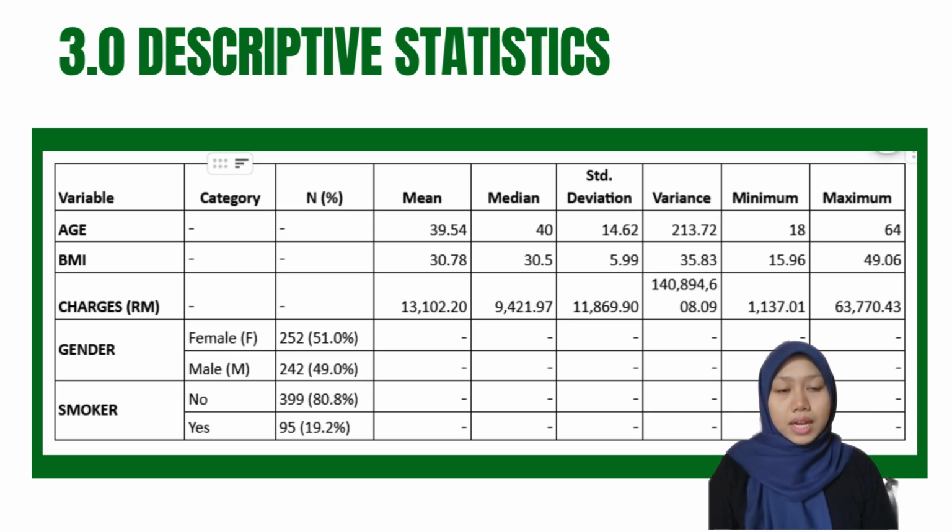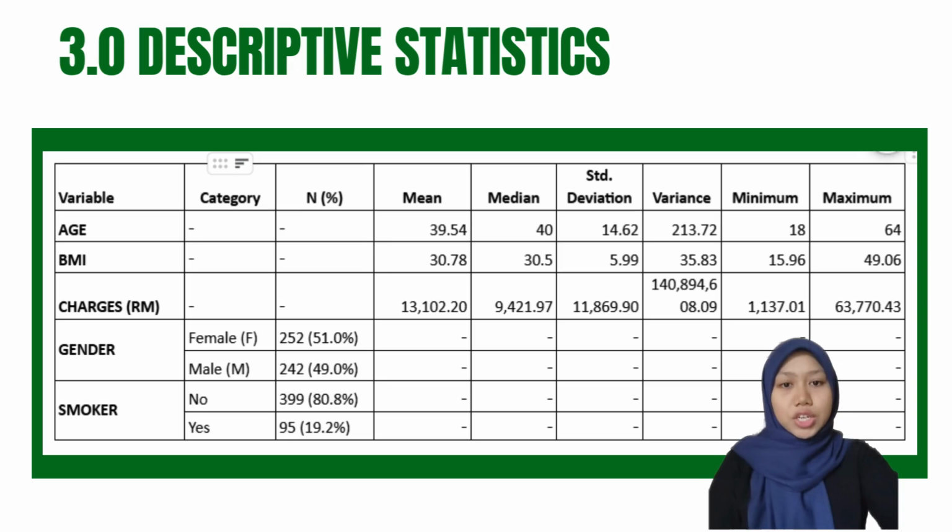Next, for the BMI, the average BMI is 30.78, with values ranging from 15.69 to 49.06. The relatively small standard deviation indicates that most BMI values are clustered around the average.